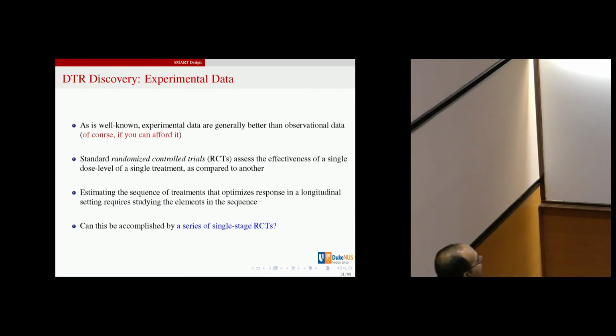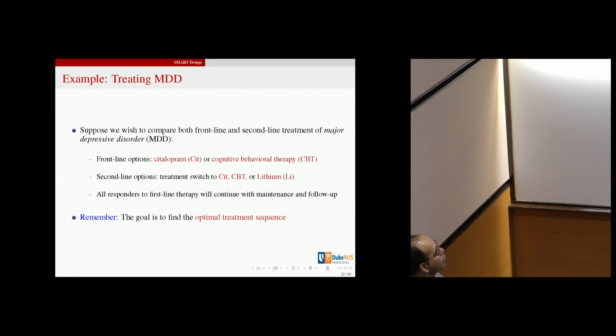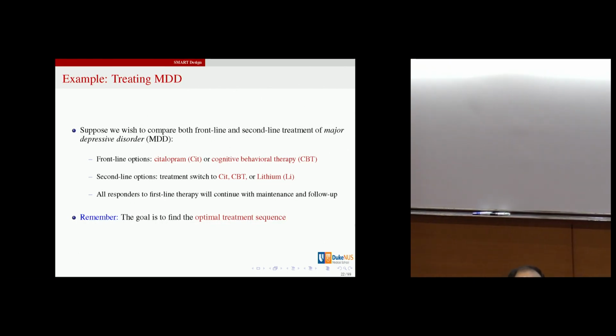outside that classical paradigm. Estimating the sequence of treatment that optimizes response in a longitudinal setting requires studying the elements in a sequence. But the question then comes whether this can be done through a series of single-stage RCTs, something that everyone already knows, without going into any more sophisticated trial structure. So we give an example to see whether you can stitch together treatment recommendations from different RCTs and find whether that gives you what you want, right?